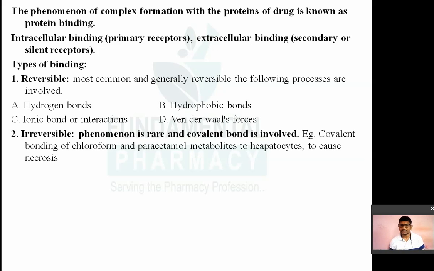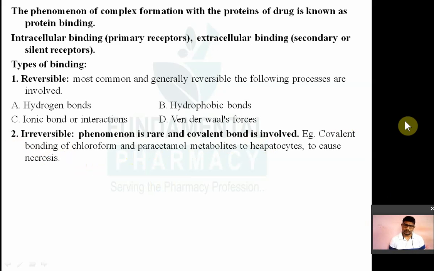That's why it is a very weak bond, and it can be easily separated. Okay. Now the second type of plasma protein binding is the irreversible type. As the name indicates, irreversible means there is a strong bond between drug and plasma protein. This phenomenon is rarely observed, and a covalent type of bond is involved in irreversible plasma protein binding.